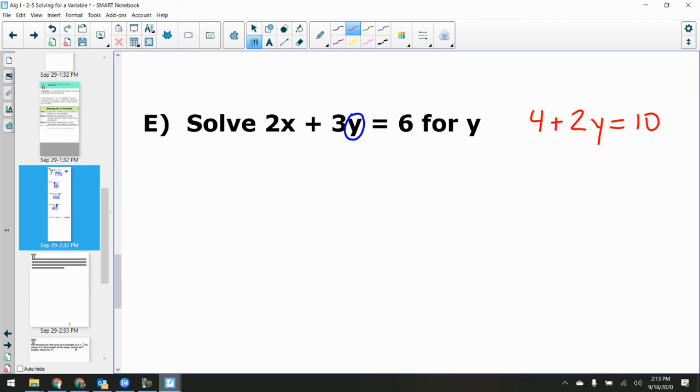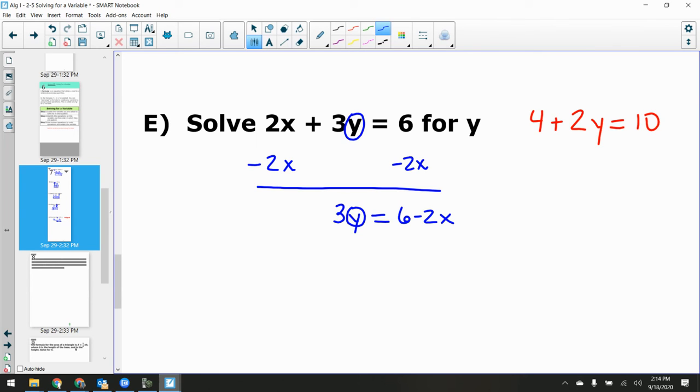The same rule applies, folks. So what should come first? Should I get the addition to go away or the multiplication? The addition. I need to subtract 2x first, just like I would subtract 4 first. Bring down what we don't use. 3y equals 6 minus 2x. Can I make that 4x? No. That's a very common mistake. That's why I keep bringing it up. You cannot combine those, they're not like terms.